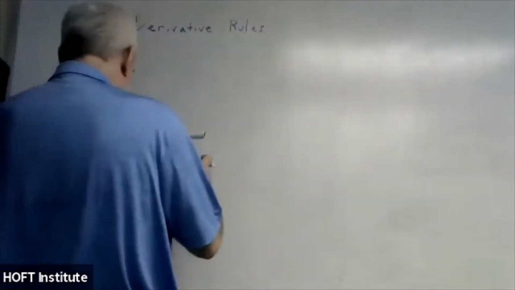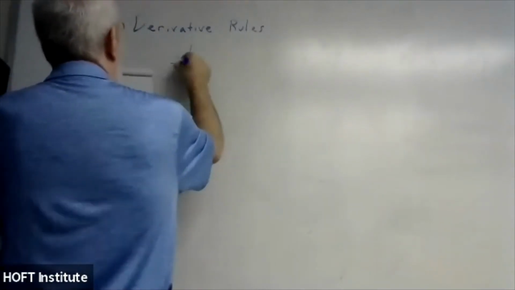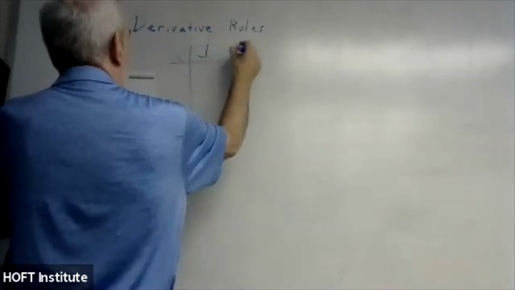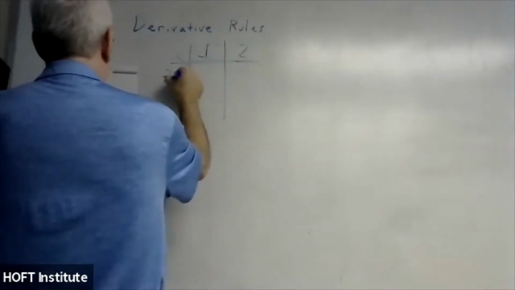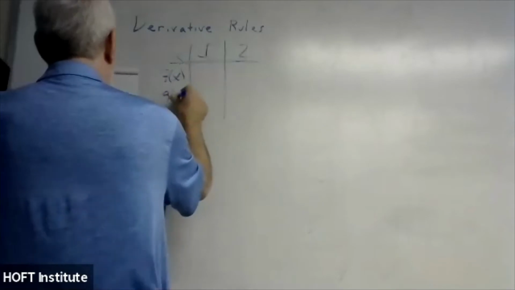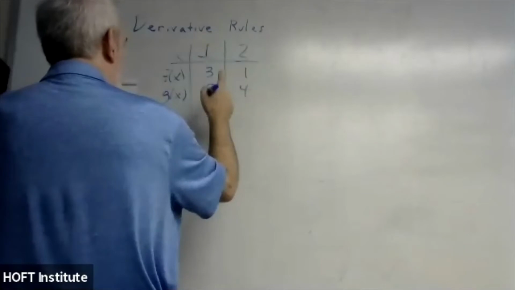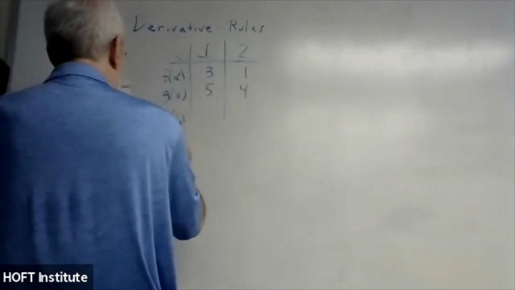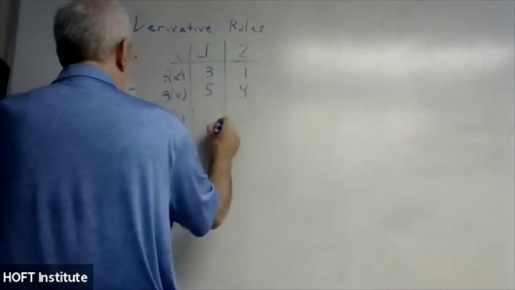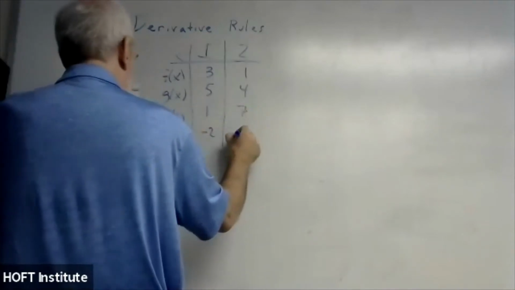Let's say that we have a table here that defines the value of f of x and g of x at x equals 1 and 2, and also gives us the value of the derivative of f and the derivative of g of x.